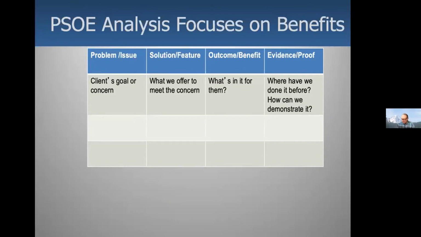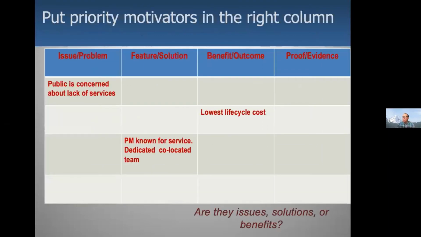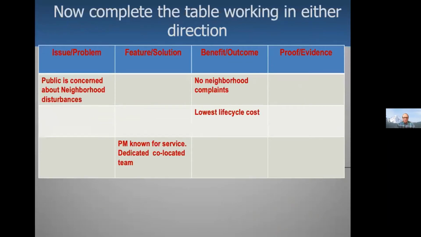So now we take each of those motivators and we figure out where they go, and we fill out the form. So the first one, the public is concerned about lack of services. That's an issue or a problem. So when a client tells me about an issue or a problem, my first question is, so what do you want to see? What's the outcome you're looking for? Well, we don't want any neighborhood complaints.